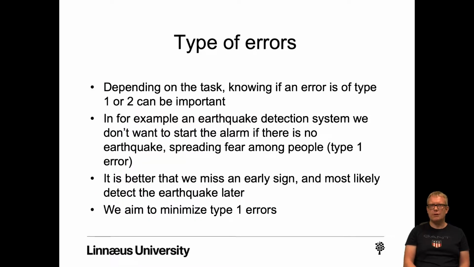And depending on the task, knowing if an error is of type 1 or 2 can be important. In, for example, an earthquake detection system, we don't want to start the alarm if there is no earthquake, because it can spread fear among people. So this is a type 1 error. It is usually better that we miss an early sign and most likely detect the earthquake a bit later. So we aim to minimize type 1 errors.